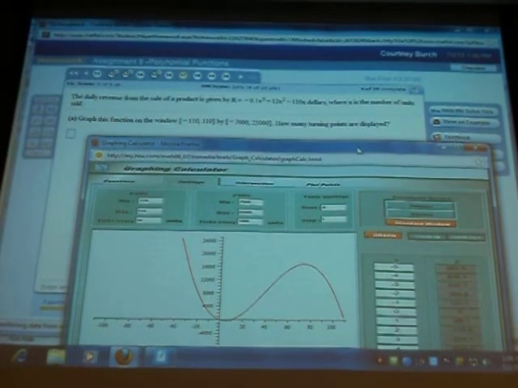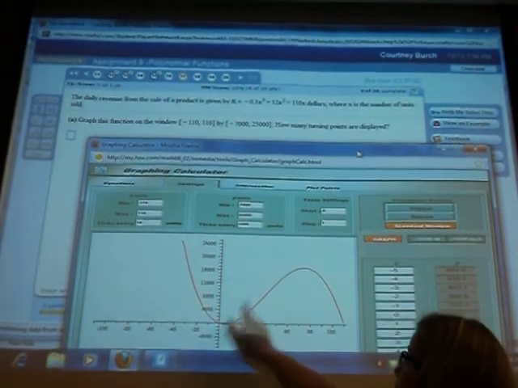So there's two turning points to split. Okay, so I've got two turning points here. I've got one here, one here.